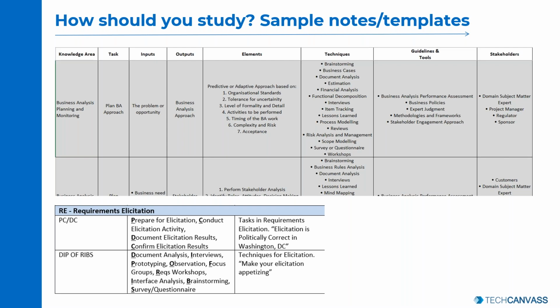Unfortunately, memorization cannot be skipped in CBAP. You have to memorize, for example, at least a bunch of the techniques. So if you have, in the Plan B approach, around 15 techniques over here, and you want to remember at least 10 of them, you will have to memorize. How do you do that? It's up to you.